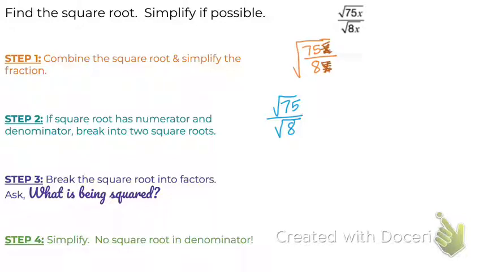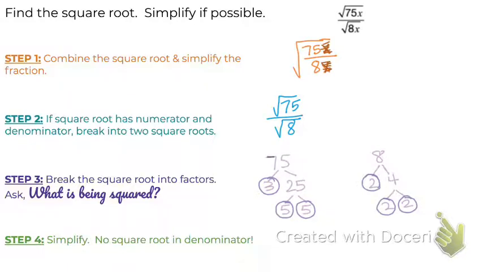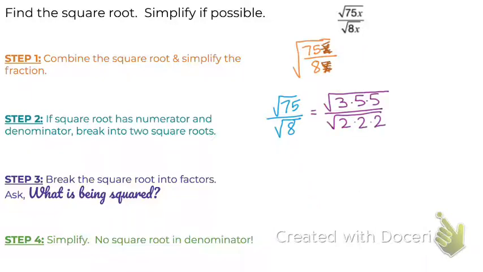So I need to break 75 and 8 down into the factors, the numbers that multiply to give me 75 and multiply to give me 8. So I can see if anything's going to be squared. So I'm going to do that using prime factorization trees. And when I do that, I see that 75 is the same as 3 times 5 times 5, and 8 is the same as 2 times 2 times 2. Now I can ask myself what's being squared. That's what the square root symbol is saying.